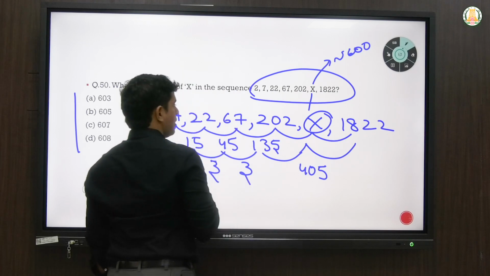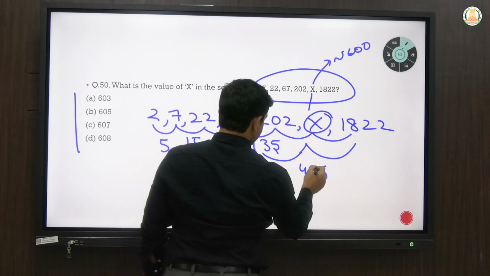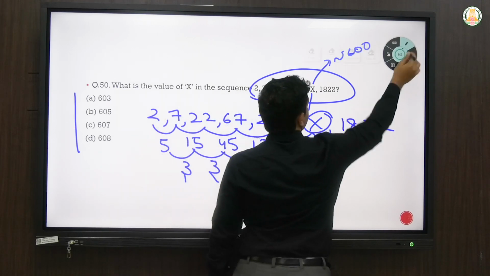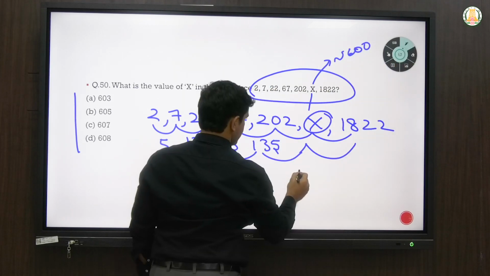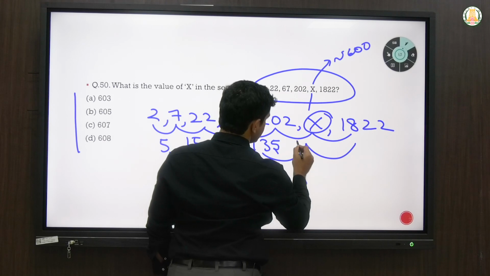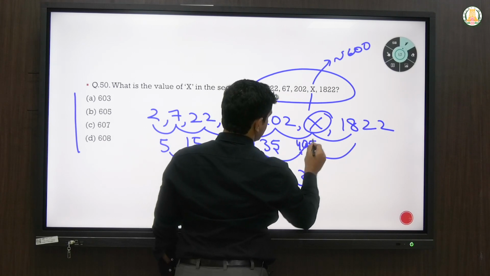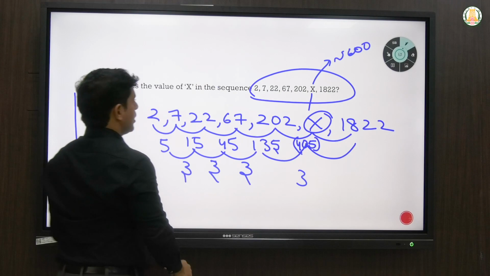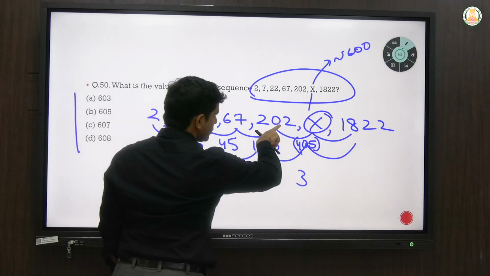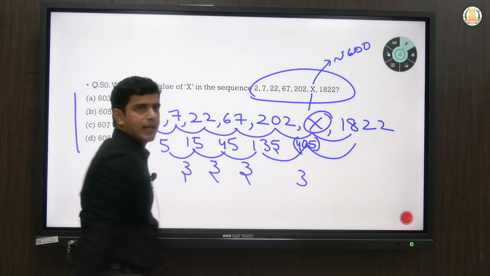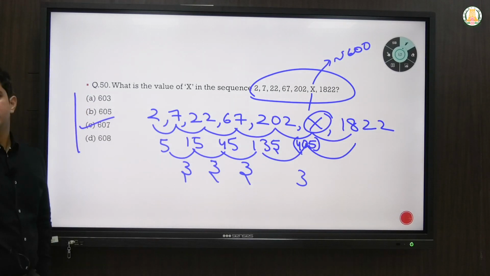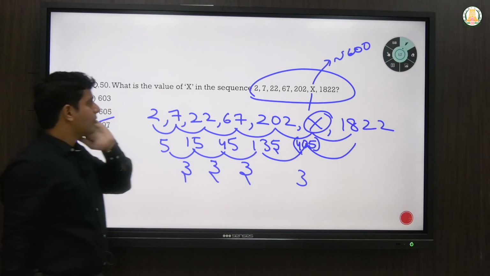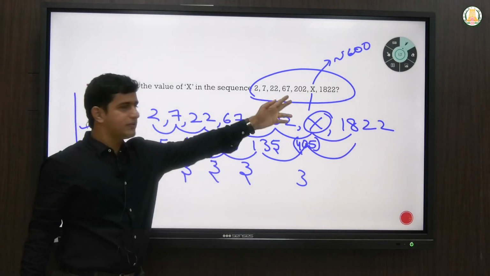Okay. So this is, let's say, 3. Yeah. So this must be 3 again. So this is 405. Okay. So now if you add 202 with this 405, you will get x. 607. Simple. Again, always go with first principle. Just find out the difference.